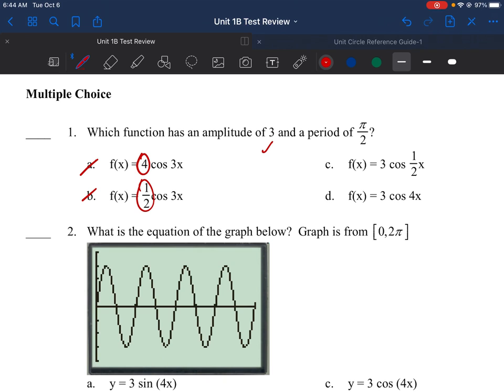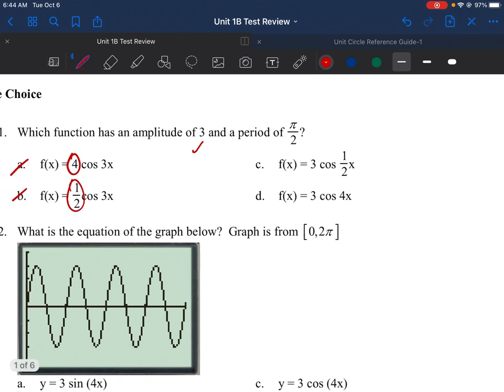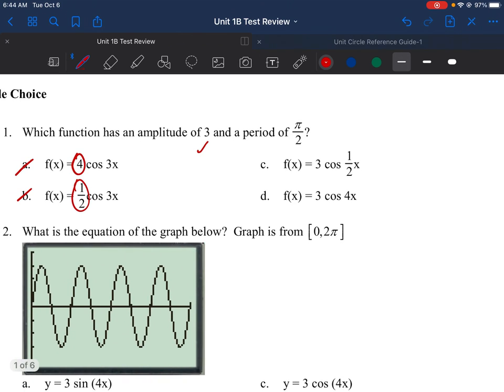Now we need to figure out which problem has a period of pi over 2. Well, since these are both cosine problems, we know that the period of a cosine equals 2 pi divided by b. Well, we know we want the period to be pi over 2. So we're going to say that pi over 2 equals 2 pi over b.